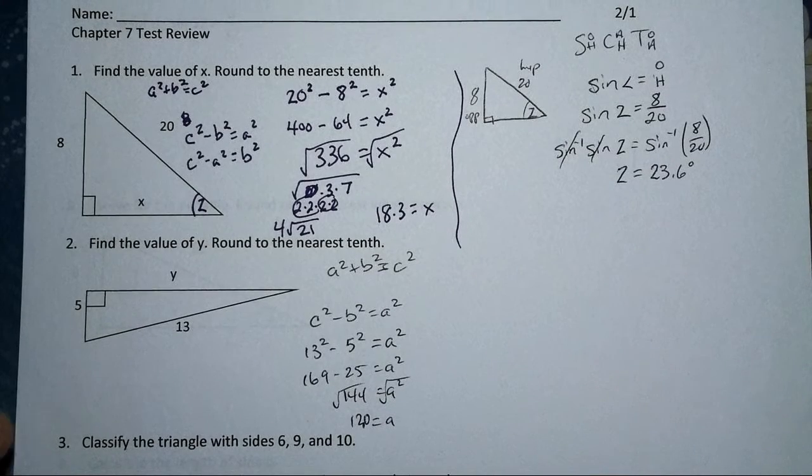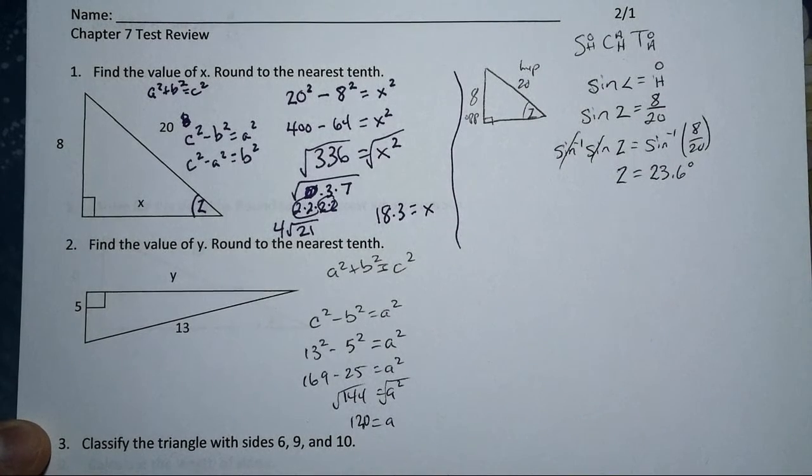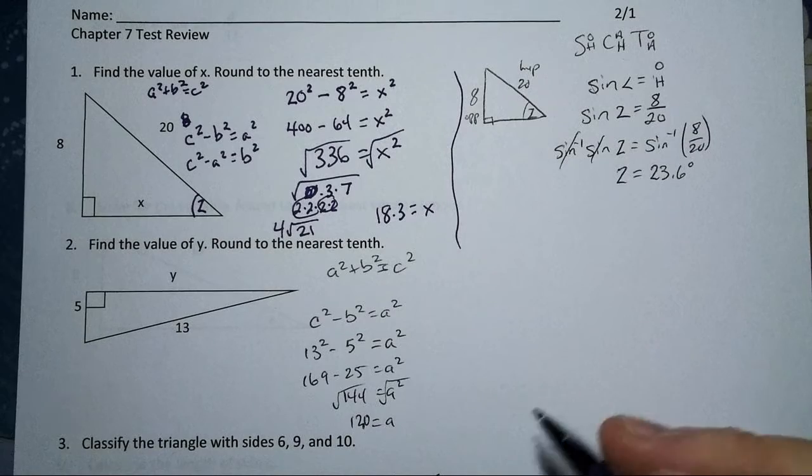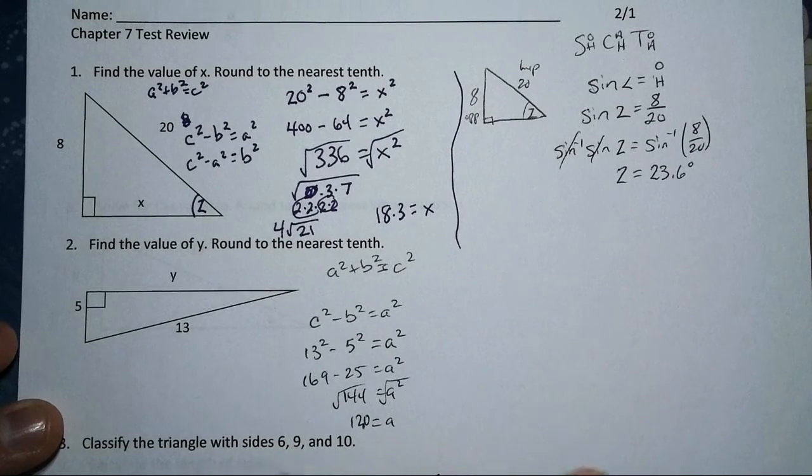That would be it. Okay, number 3, classify the triangle with sides 6, 9, and 10. With 3 sides, it's a couple things. Number 1, if it's equilateral, they should all be equal. If it's isosceles, you should have 2 that are the same. So obviously this one is out because there's none of the same. But to make it scalene, that's not one of the choices.